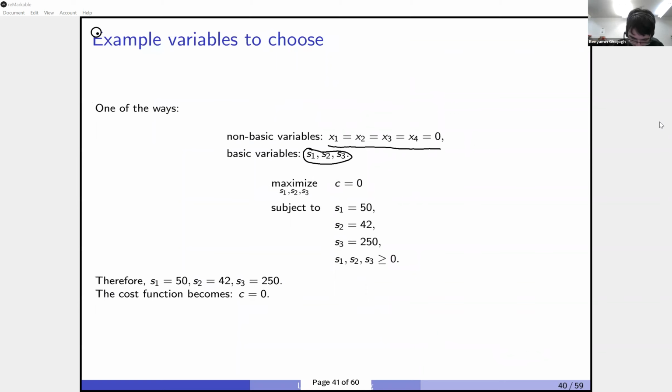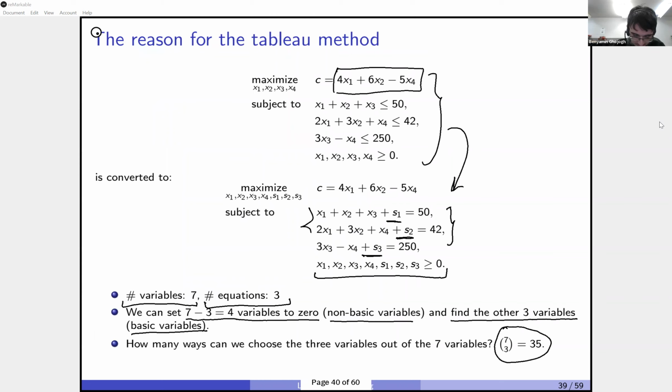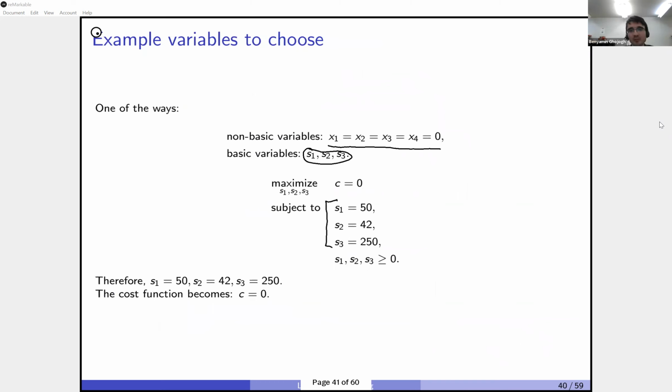And if you put x1, x2, x3, x4 as 0 in these constraints, you will get this. S1 equals 50, S2 equals 42, S3 equals 250. And again, they are non-negative, of course. Therefore, this is the solution. Then the cost is 0.